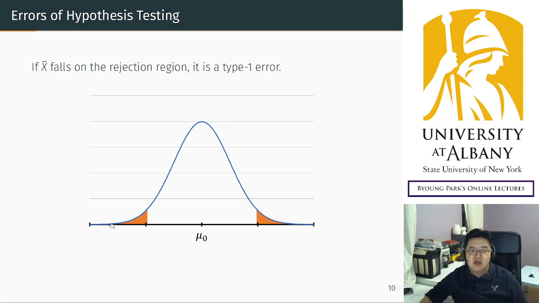So even if the null hypothesis is correct, and the distribution looks like this, there is some probability that your data falls onto the rejection region. So you will reject the null hypothesis even if it is correct. This is type 1 error. The type 1 error probability is this shaded area, right? This is how we calculate the type 1 error probability.